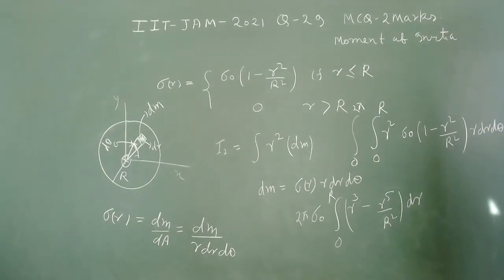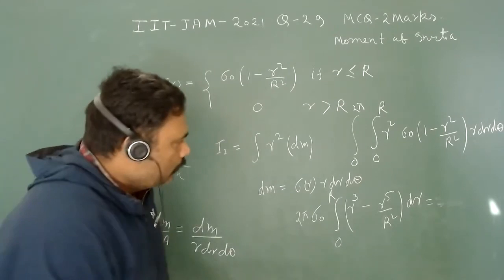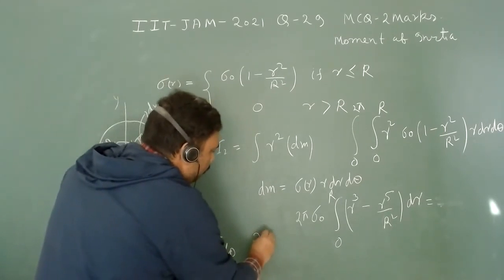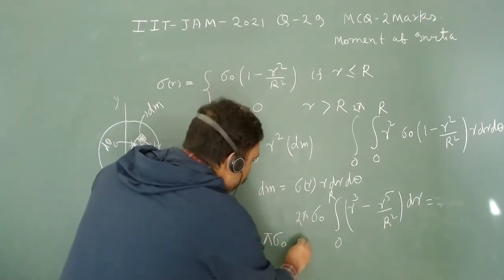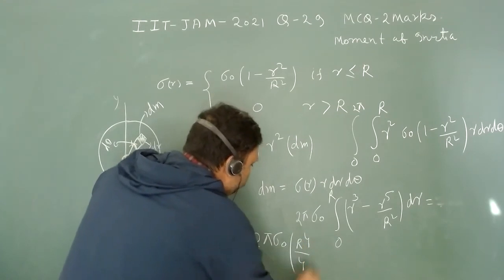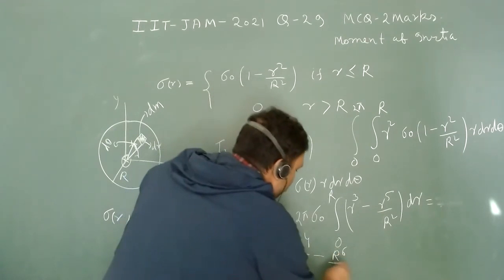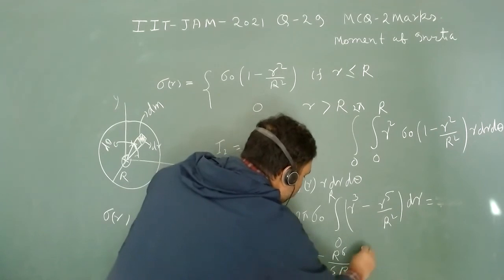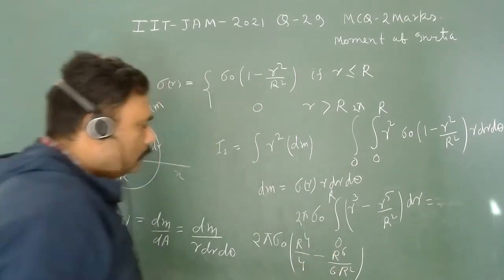And when we are going to integrate it, we have to be a little bit careful. So this value is 2 pi sigma naught times R4 upon 4 minus, I think, R6 upon 6 R square. So obviously this will be R4, the dimension of this is R4. So yes, both have the same dimension.